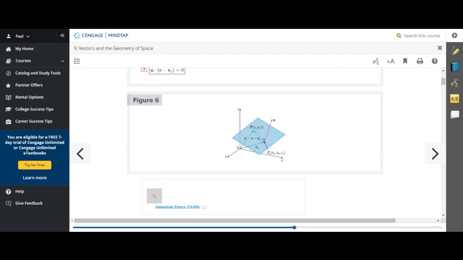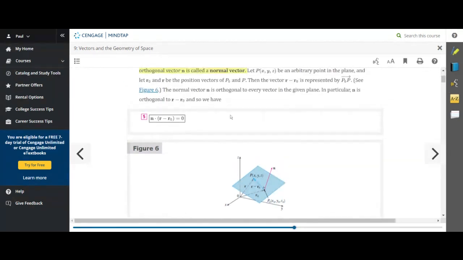Okay, and based on that, you have this statement here. The dot product of the r minus r sub 0 vector and the normal vector to the plane has to equal 0 because those vectors are perpendicular. Are there any questions on that?